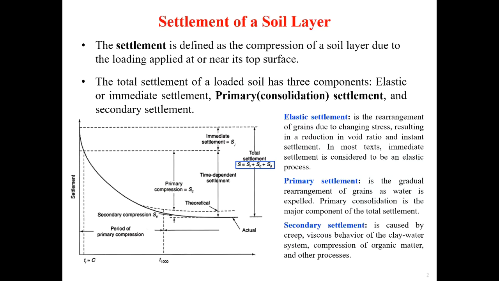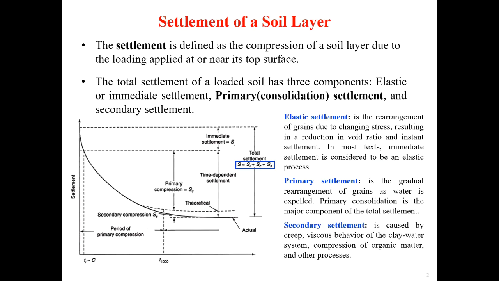One of the things that geotechnical engineers are interested in doing is predicting how the soil is going to deform vertically when we apply the induced stresses. Those vertical deformations are what we refer to as settlement. There are mainly three types of settlement that occur in the soil.